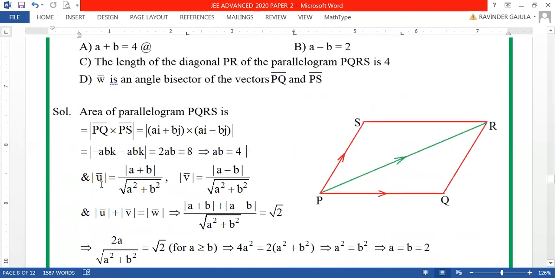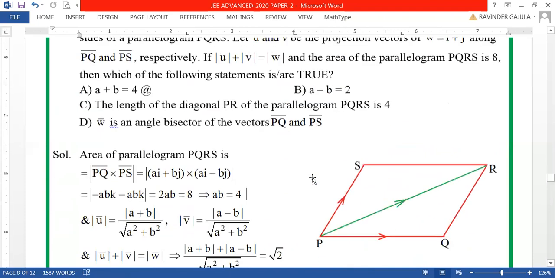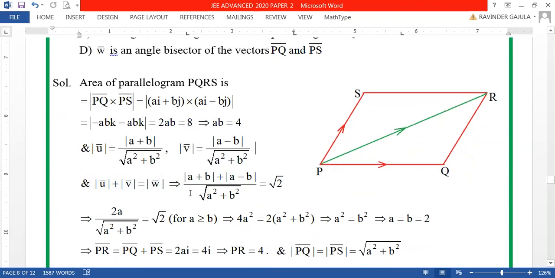Therefore, mod U bar can be taken as mod of A plus B by root over A square plus B square, and mod V bar, where V bar is the projection of W bar on PS bar. Hence take the dot product of this divided by root over A square plus B square, which is the magnitude of that. So mod V bar equals mod of A minus B by root over A square plus B square. Now, given that mod U bar plus mod V bar equals mod W bar, where mod W bar is root 2, you will get this equation.